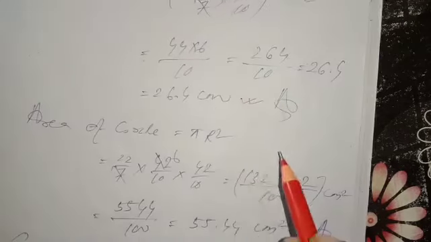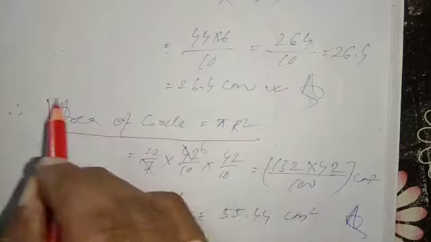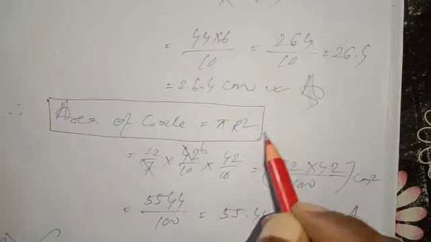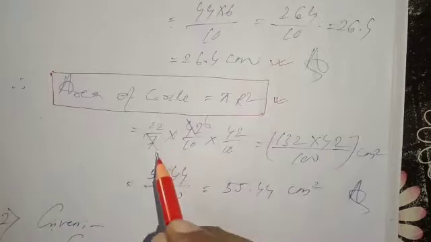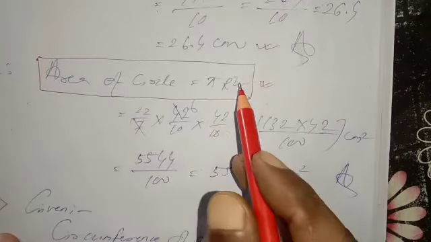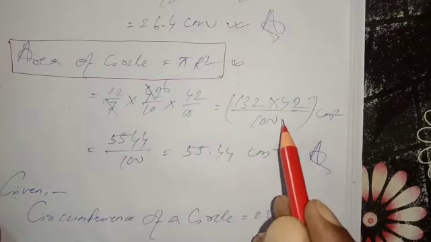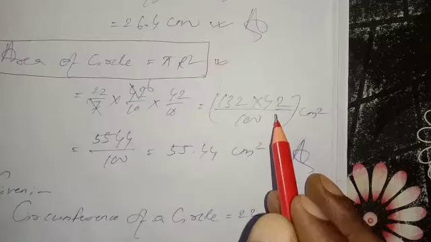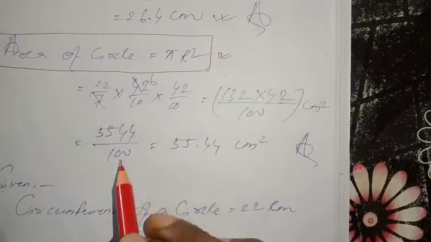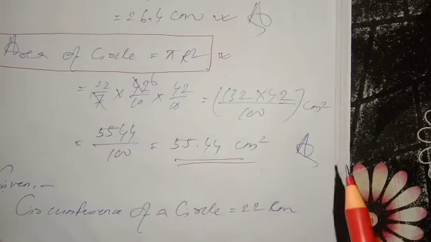Now, area of circle formula is pi r square. You have to memorize the area of the circle formula is pi r square, where pi equals 22 by 7, radius 42 by 10 into 42 by 10, as the square is given. After simplification it is coming 132 into 42 means 5544 by 100, 55.44 centimeter square. This is the answer of number 1.